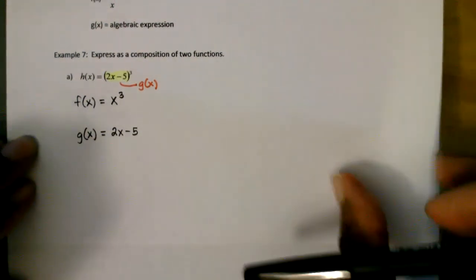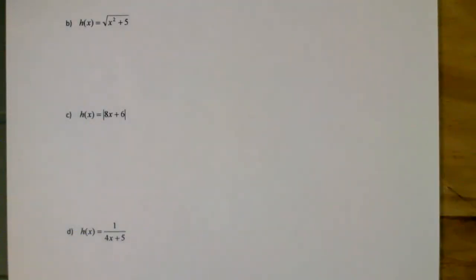All right, the rest of these on the next page. Here's part B. H of x is equal to the square root of x squared plus 5. So here I want to find out what f of x was and what g of x was.